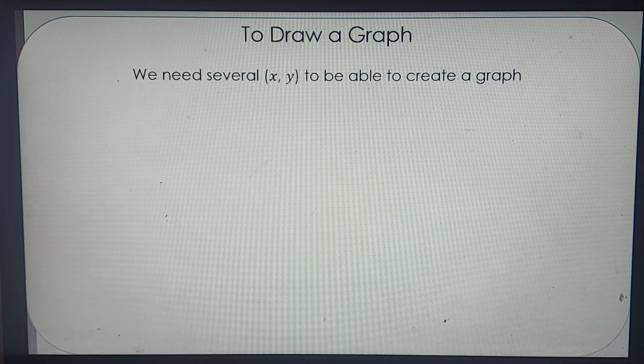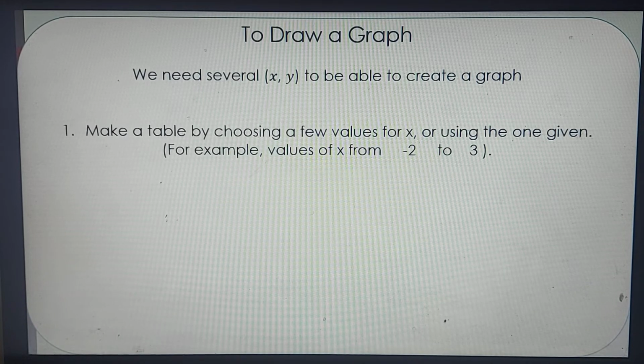To draw a graph, we need several x and y to be able to create a graph. It means that we need several coordinates to be able to draw a graph. So these are some of the steps that will be needed to draw a graph.